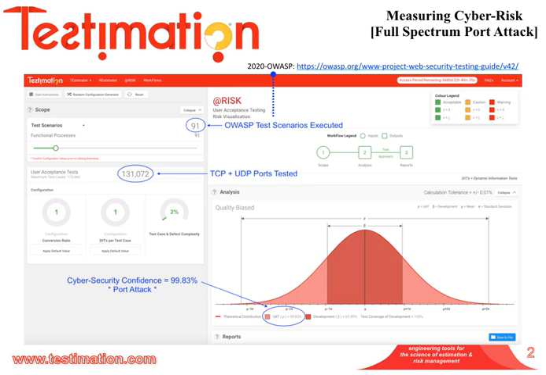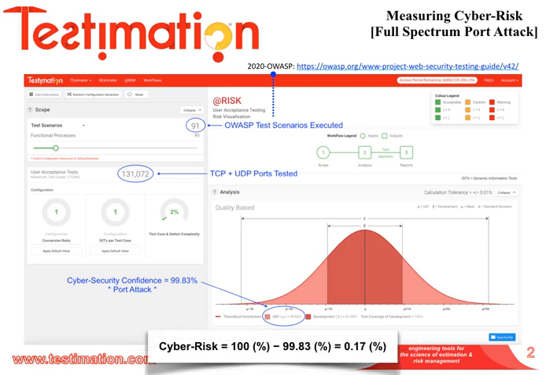Step 2. Input the number of vulnerabilities we are testing against, that is, 65,536 TCP ports plus 65,536 UDP ports equals 131,072 ports. Step 3. Our cybersecurity confidence is measured to be 99.83%. Hence, utilising the cyber risk equation, the cyber risk associated with this specific test scenario is measured to be 0.17%.